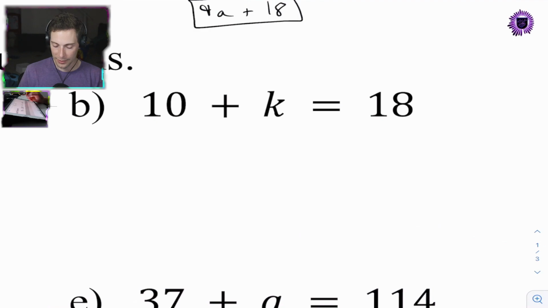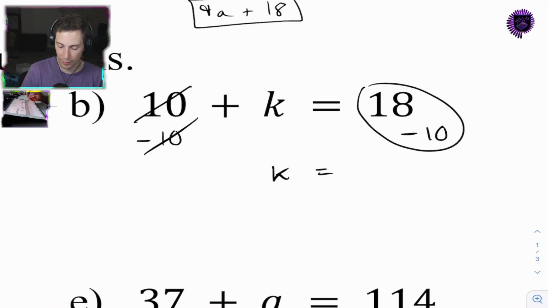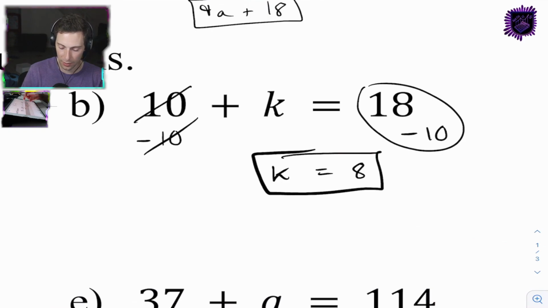It's k plus 10 or 10 plus k. Either way, both positive. Subtract positive 10, minus 10. Subtract 10 on this side as well. This side, they cancel out, leaving us with k is equal to 18 minus 10, which is 8. K is equal to 8.